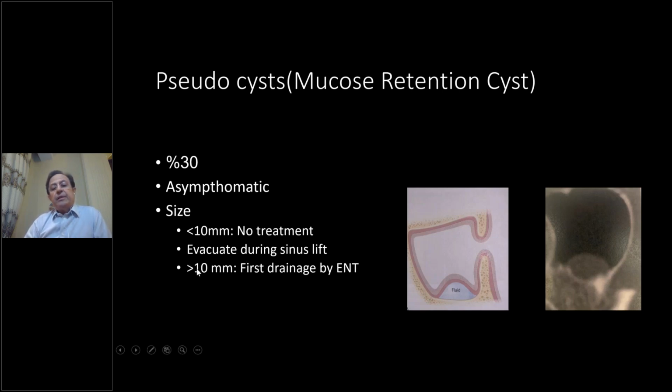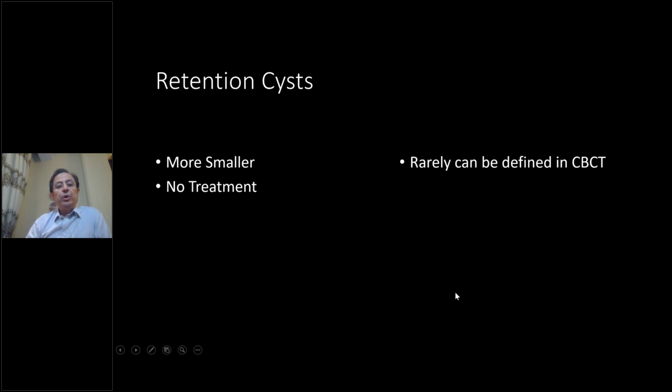But if it is more than 10 millimeters, after the sinus lifting, this size may occlude the ostium. So in such a situation, with a big pseudocyst, it's better to refer to an ENT specialist to drain it endoscopically or by another procedure, and after that we can go ahead. But a retention cyst is much smaller, and we can rarely detect it on CBCT, so there is no treatment before the sinus graft.